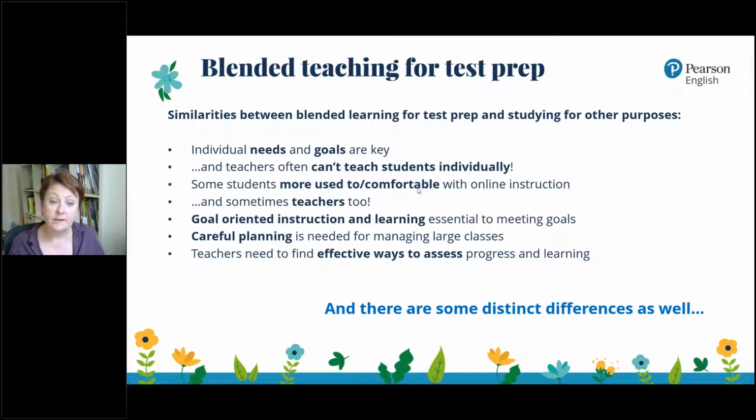And also teachers need to find effective ways to assess progress and learning. This is a little bit more complicated in a digital blended way, but we'll look at ways that we can do that as well. So lots of ways that blended teaching for test prep is the same as teaching for other English language courses, but there's lots of differences as well.